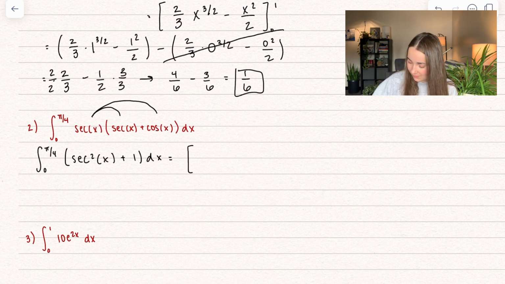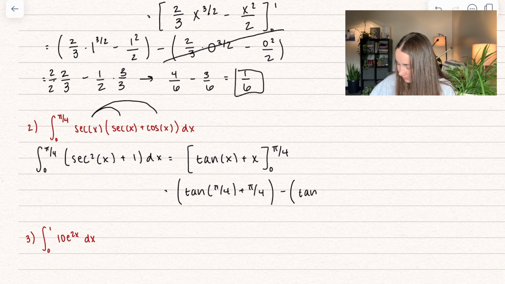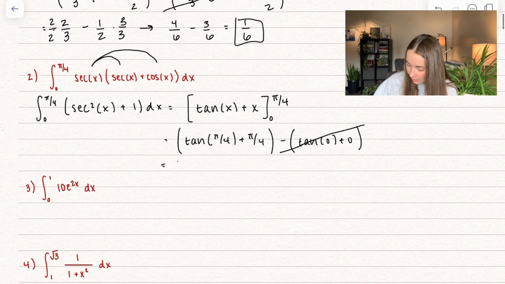The antiderivative of secant squared is tangent of x plus, and now that becomes an x, from 0 to pi over 4. So let's go ahead and plug in our values. I'm going to do upper first. We get tangent of pi over 4 plus pi over 4. And now let's subtract our lower value plugged in, tangent of 0 plus 0. These work out nicely. This whole thing goes to 0. We have tangent of pi over 4, which is equal to 1, plus pi over 4. I would say just leave it like that.